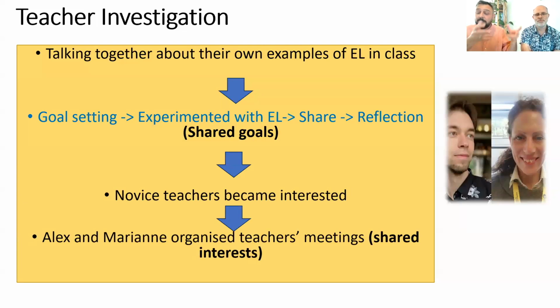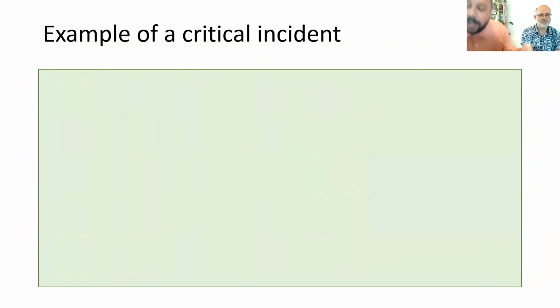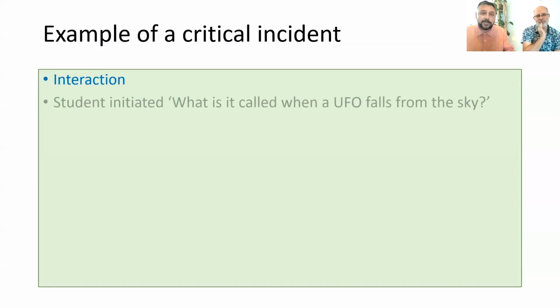So they went to the meetings and they used the task that I'd given them. We've seen an example of the critical incident one. And it was very interesting what happened. Alex and Marianne got the group together and talked through different critical incidents for different people in the group, more novice teachers. Here's an example of the kind of things that happened in response to this. First of all, they prompted the teacher to look at what the interaction was in class, what was happening in class.